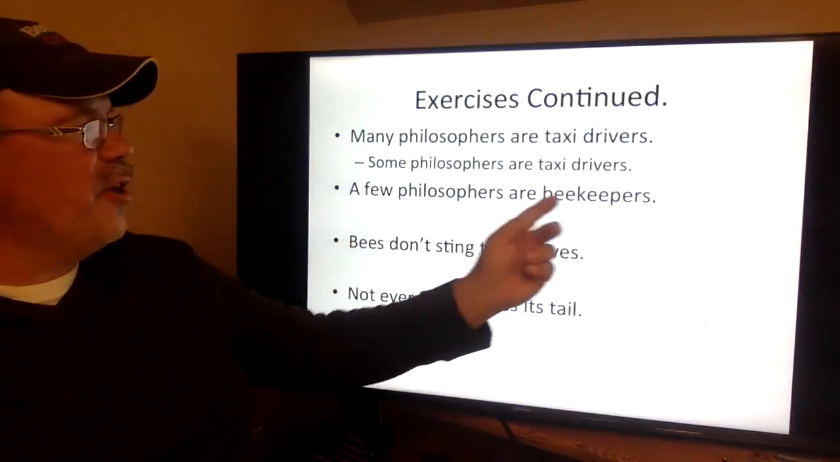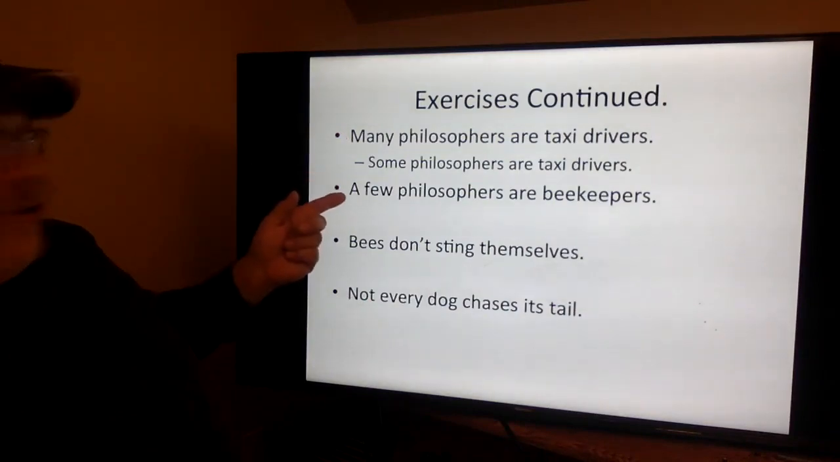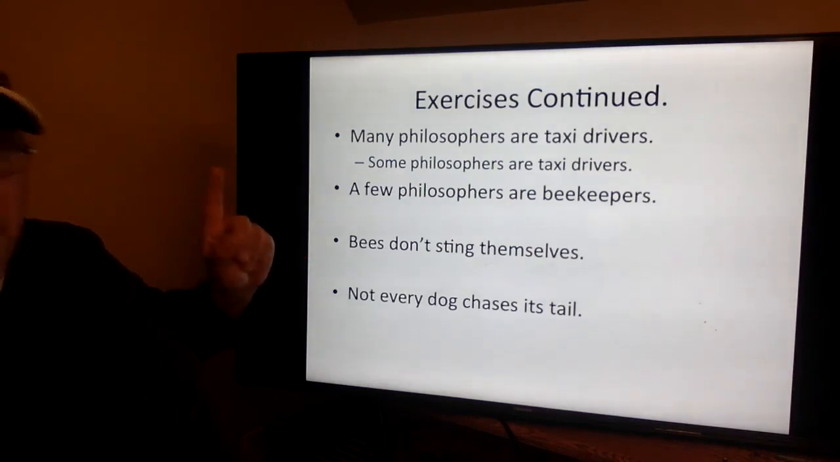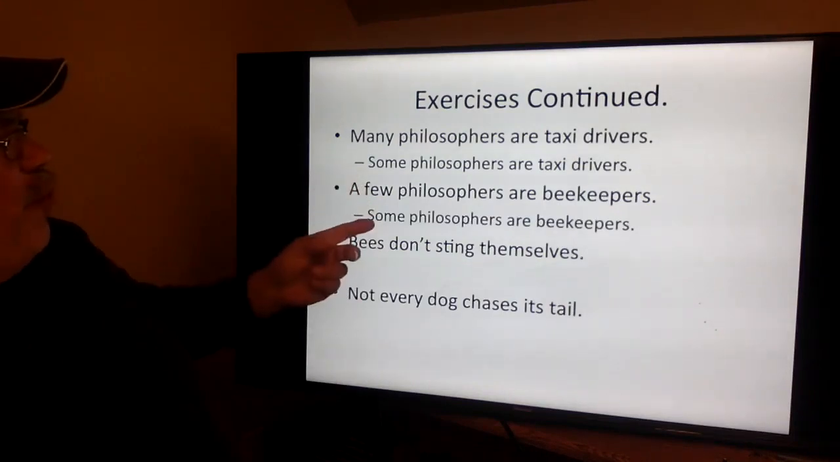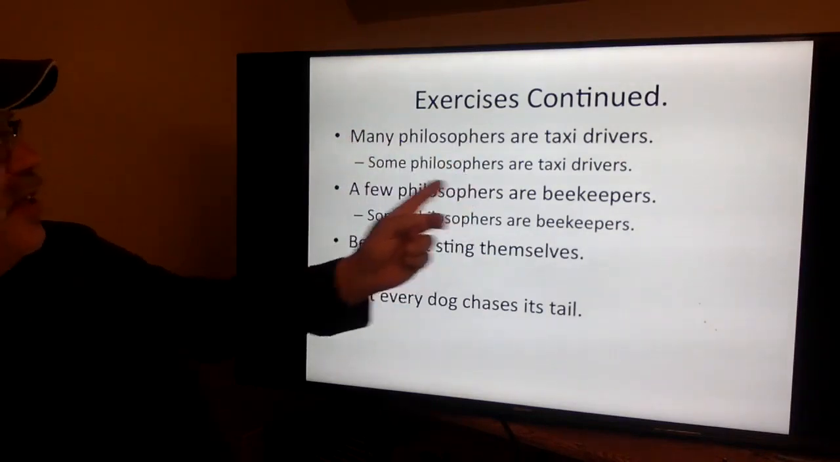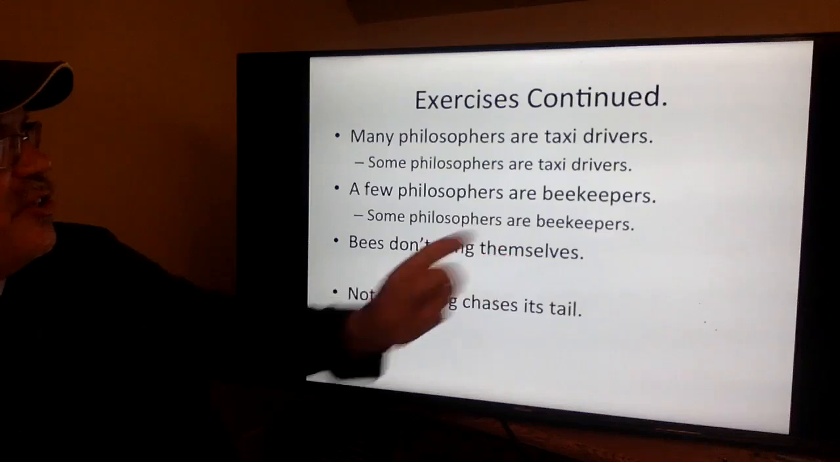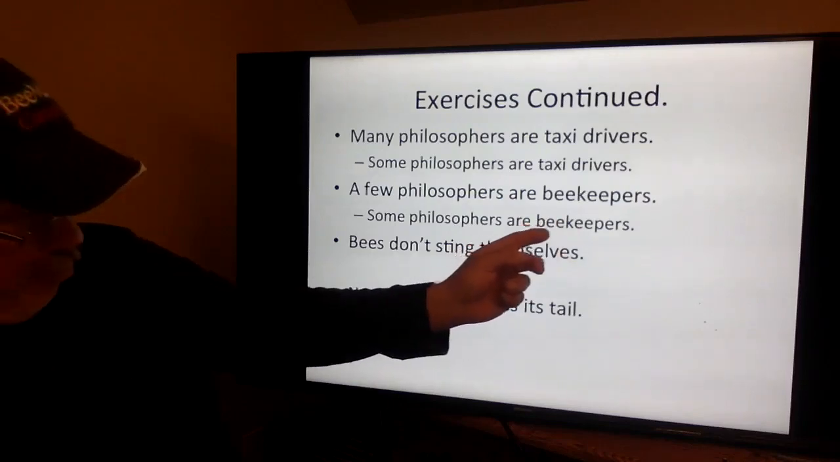A few philosophers are beekeepers. Notice that there's lots of philosophers that are taxi drivers, not very many philosophers that are beekeepers, but actually, because we only have one descriptor for the number, that's anything between zero and all. So we're actually going to use some just the same way, okay? So even though this is, I think, relatively a large set, and this is relatively a small set, we would still describe it with some philosophers just the same way. So some philosophers, that's the subject, are, the modifier, beekeepers, the predicate.